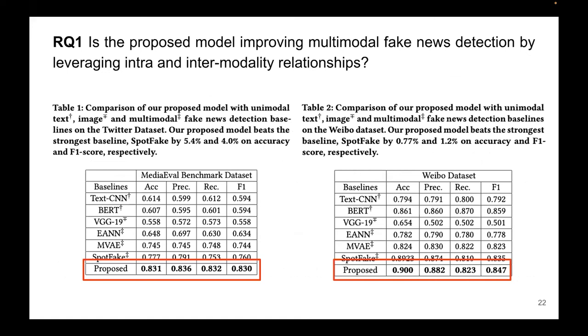So our first question is: is the proposed model able to improve multimodal fake news detection by leveraging this intra and intermodality relationship? Results indicate that our proposed method outperforms the baselines on accuracy and F1 score for both the data sets. SpotFake was the strongest baseline for multimodal fake news detection, and the proposed model outperforms it by a fair margin of 3.05 and 4.5 on accuracy and F1 respectively.